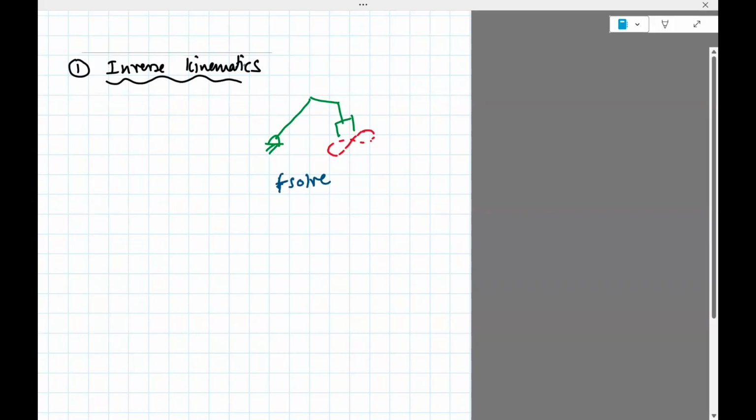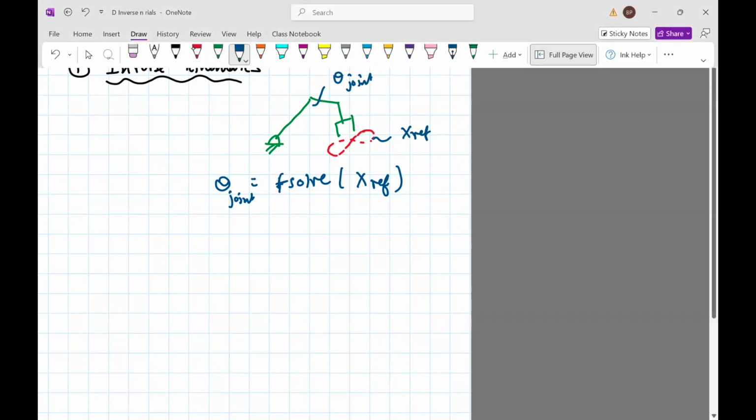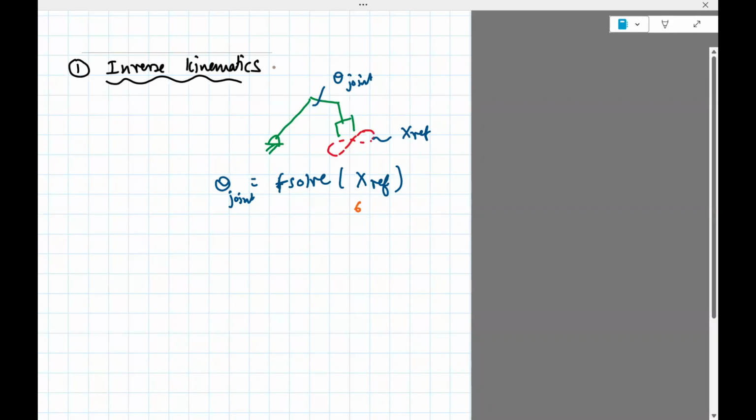What fsolve does is input goes in, x reference, and out comes theta, theta for the joints. This theta joint, and this is x ref. Now this will work as long as you have the same degrees of freedom. So if you have a 6 cross 1, and you want to solve for 6 angles, that will work just fine. But what if you had more than 6 joints? What if you had 7 joints?